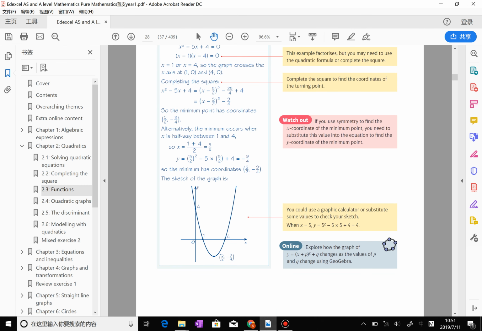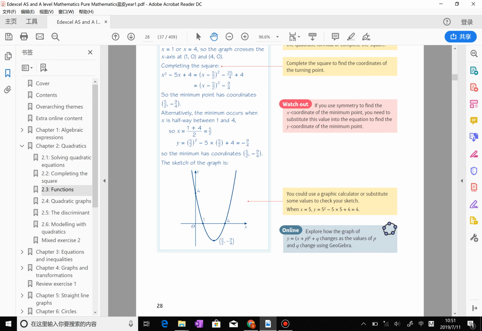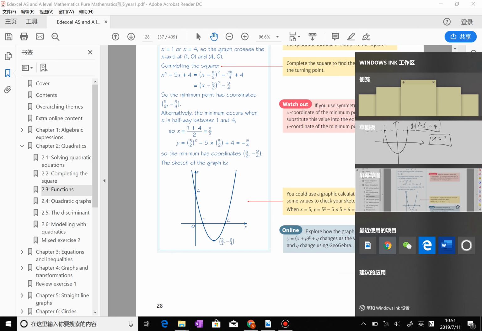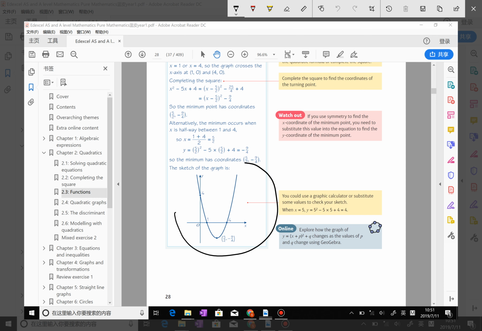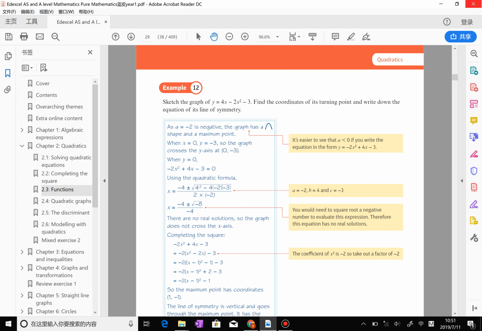All right, let's look at the final answer. Right, so I drew it correctly. So this is the final curve. It's just a sketch, not that precise. Okay, all right, so let's move to example 12.